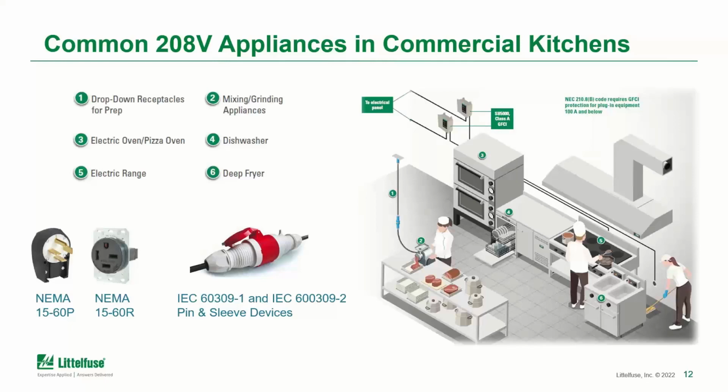Now I show that pin and sleeve connector there as well, so that when you look at three-phase receptacles, once you go above 60 amps, now like the code is requesting, you may need to use a different type of receptacle. And so these IEC-based pin and sleeve devices are often used for some of those higher amperage types of equipment.